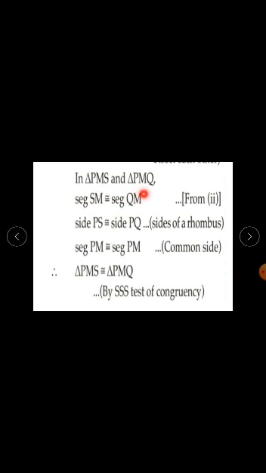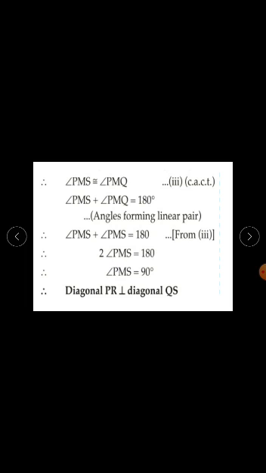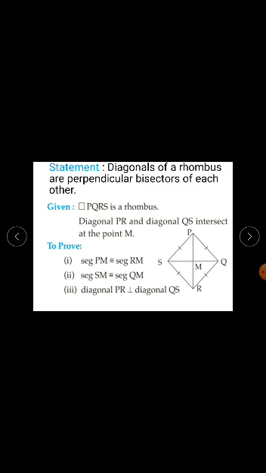So in triangle PMS and triangle PMQ, segment SM is congruent to segment QM from equation 2, side PS is congruent to side PQ, sides of a rhombus, segment PM is congruent to segment PM, common side. Therefore, triangle PMS is congruent to triangle PMQ by SSS test of congruency. And if two triangles are congruent, their corresponding angles are congruent by CACT. Therefore, angle PMS is congruent to angle PMQ by CACT.